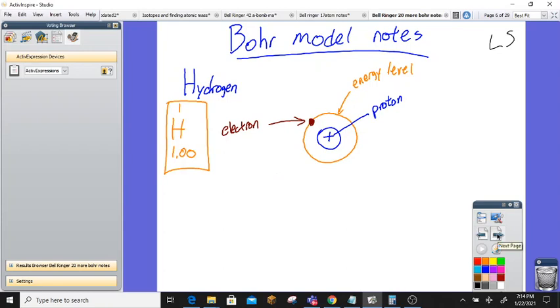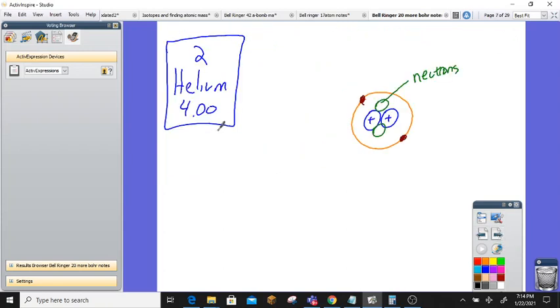Let's do another example. Here we have helium. Helium has 2 protons, 2 electrons, and 4 minus 4 is 2 neutrons. So this is an example of helium.